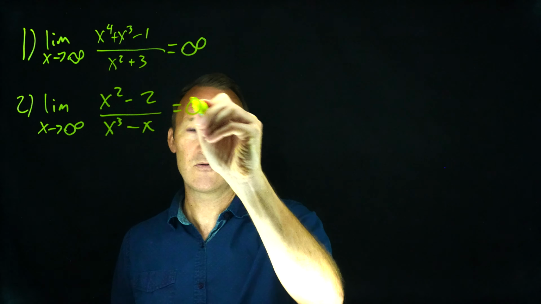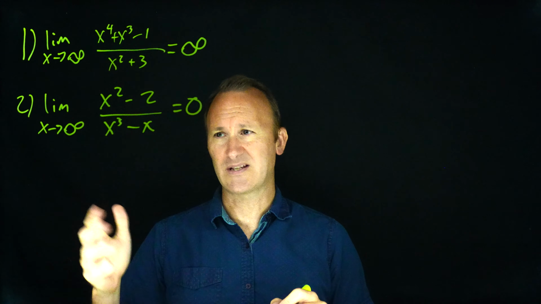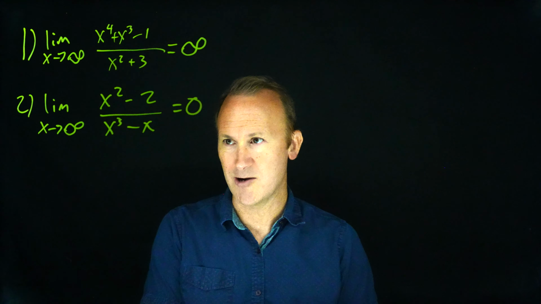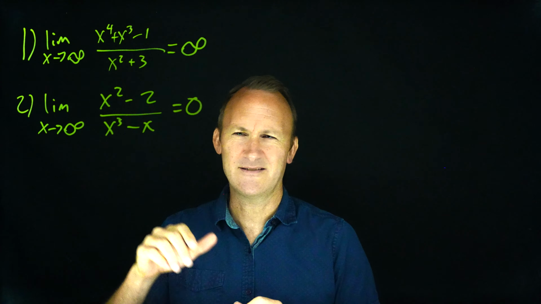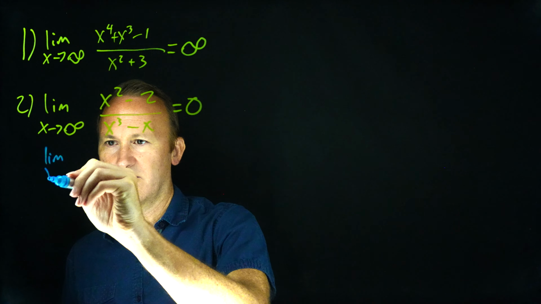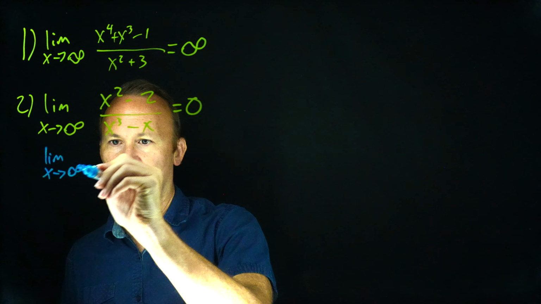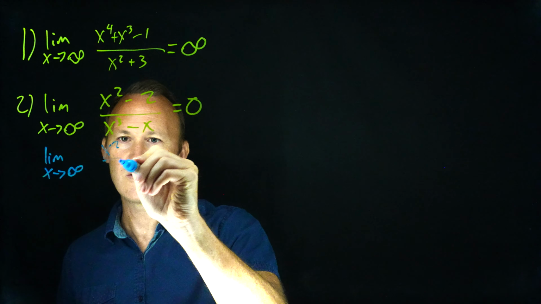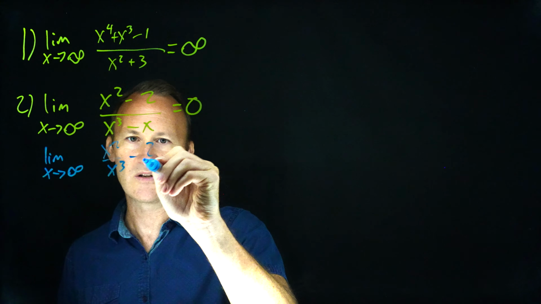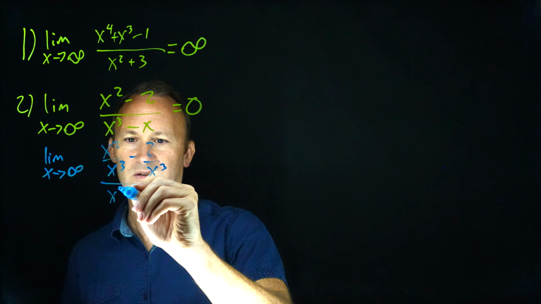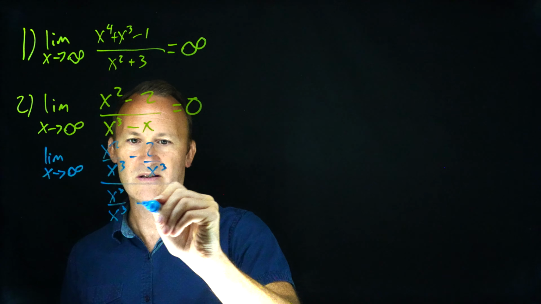Now, can we justify this? I'm just telling it to you. And there is a technique that works. What you can actually do is divide by the highest power of the denominator. Let me show you how that would work here. So if we do that, we still have the same limit, and we're going to divide everything by x cubed. So we get x squared over x cubed minus 2 over x cubed, and then x cubed over x cubed minus x over x cubed.